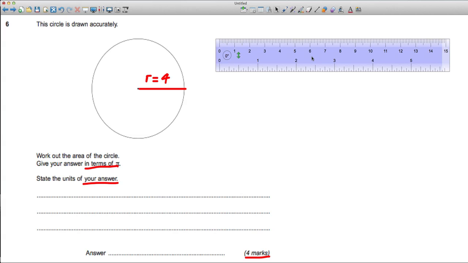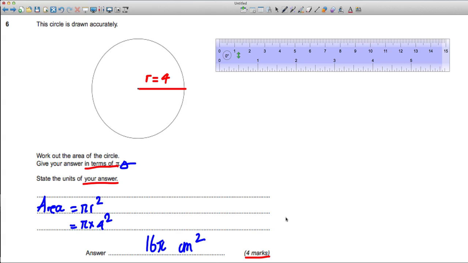Therefore, the area of a circle, state the formula, the area is equal to pi r squared, which would be pi multiplied by 4 squared. Leaving your answer in terms of pi, just do the 4 squared, which is 16, and pi times 16 is just 16 pi. What are your units? Well, you've measured in centimetres, so centimetres squared.